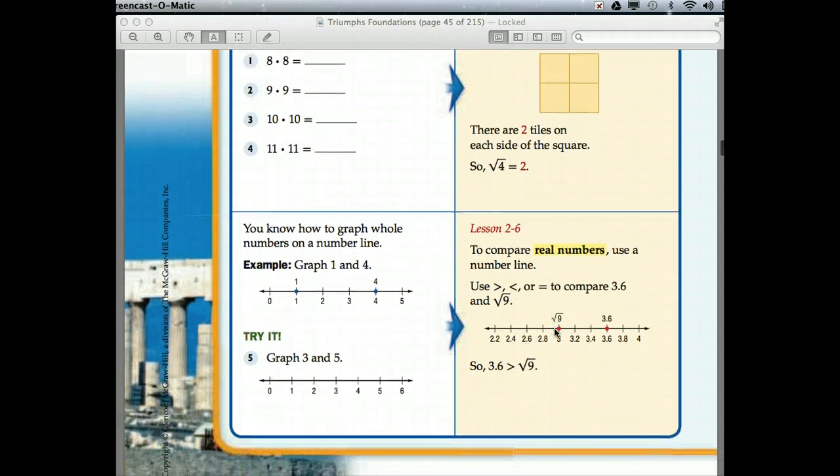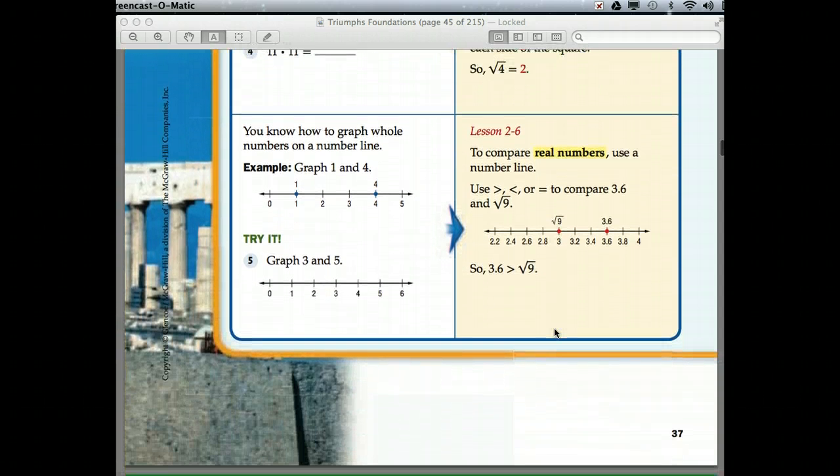You also know how to graph whole numbers on a number line. So here we've got a 1 and a 4 graphed. So where would you graph 3 and 5? Very good. You put a 3 here, graph it here, and the 5 over here.